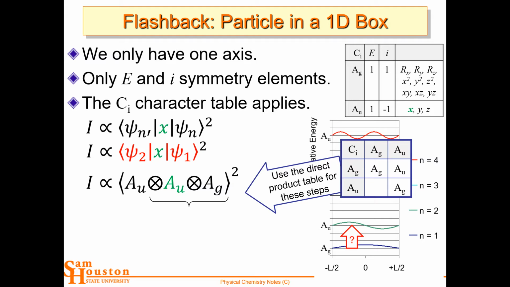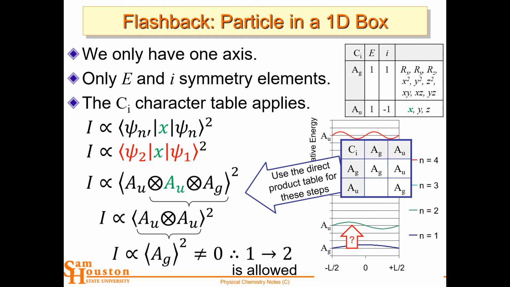This one's easy. We go look at benzene. Okay, or C3B, it's also tricky. But we use this direct product table to simplify this. And so AU times AG is AU. So AU, let's see, we do this one. AU times AG is AU. So that's where this came from. And then we do the next two. AU times AU gives AG. And that's the top row of our character table.